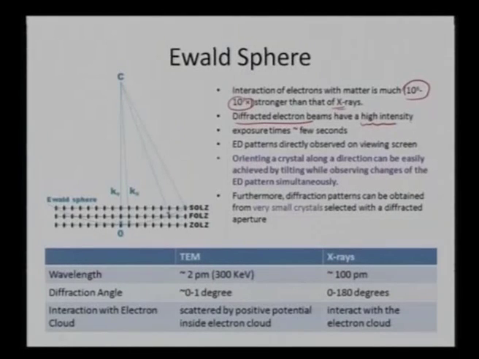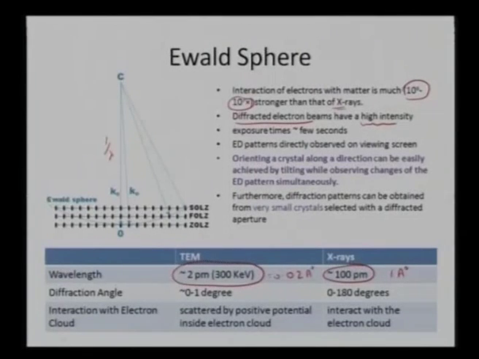One more part we can see here is the Ewald sphere, which basically provides me the diffraction pattern. The radius of the Ewald sphere is given by 1 by lambda. Coming back to it, the wavelength in a TEM is approximately 2 picometers, whereas in X-rays it is approximately 1 angstrom or 100 picometers. So in this case I have 0.02 angstroms, and here I have around 1 angstrom.